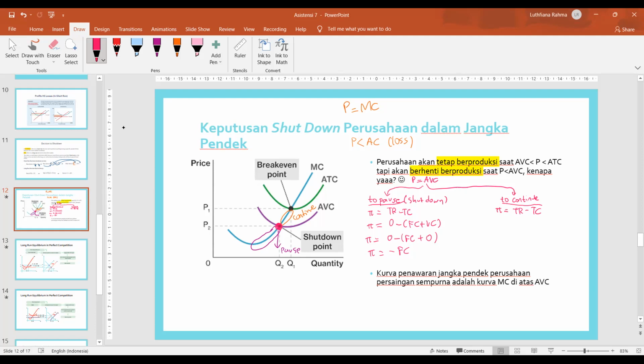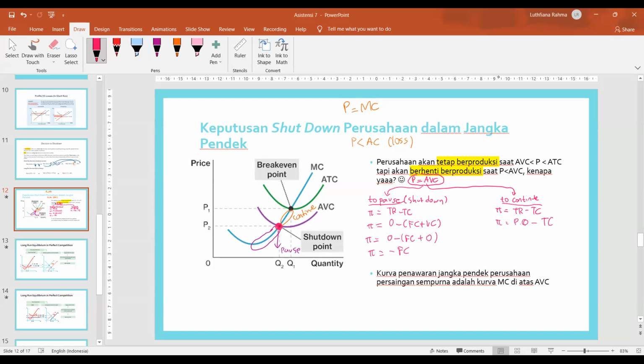And then if they choose to continue the production, let's start. The total revenue would be price times Q minus AC times Q. Or okay, let's draw this by total cost, TC. Remember that at the shutdown point, the price is equal to average variable cost.